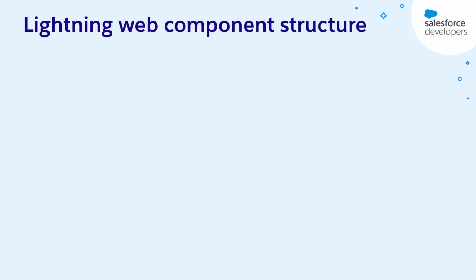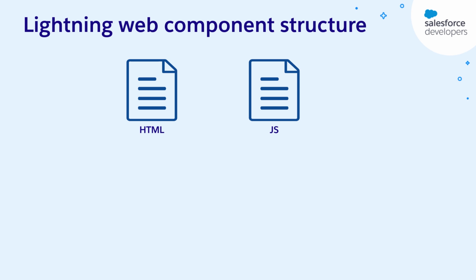Before we jump into the demo, let's see what a typical Lightning Web Component bundle can contain. You can define the user interface using an HTML file. You can write your component's logic in a JavaScript file. This is the only file required if you are building a utility component, besides the metadata file when you are using LWC on the Salesforce platform.